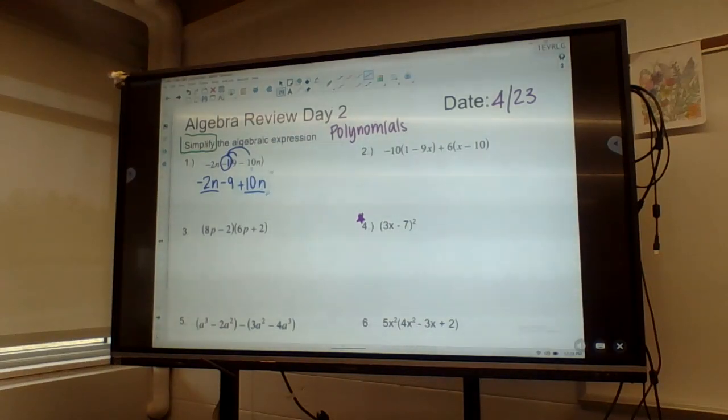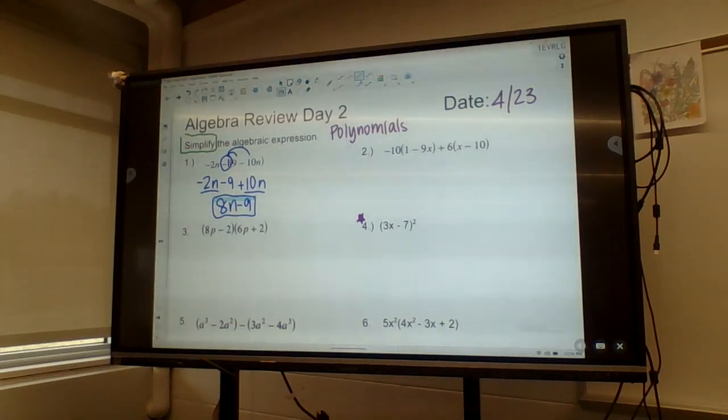And when we combine them, we don't change the variables at all. We just combine the numbers in the front. So -2 plus 10 is 8n. And then we just write -9. On a problem like this, we can't simplify that any further. We also don't know what n is because they don't have this equaling anything. So we just stop there. So this is just simplified.